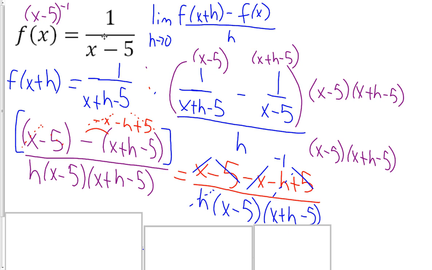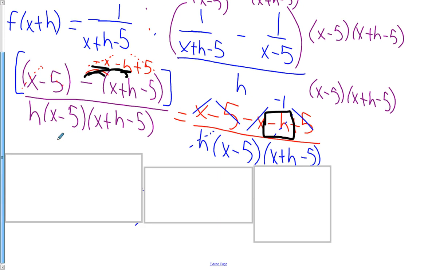And now we get what? So let's quickly look at the numbers. We have x minus 5 minus x plus h minus 5. Distributing the negative: minus x, minus h right here, minus a negative 5, so plus 5. And we got x minus x, they canceled out. Negative 5 plus 5 canceled out, so minus h was all that was left over. So right here, this is all that was left over.